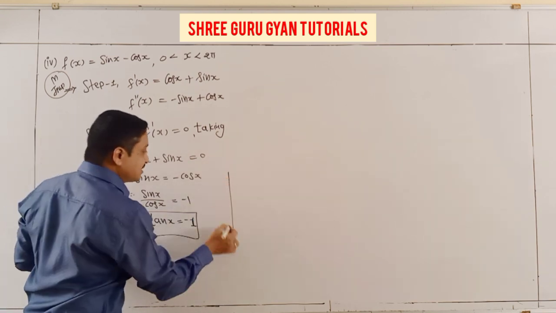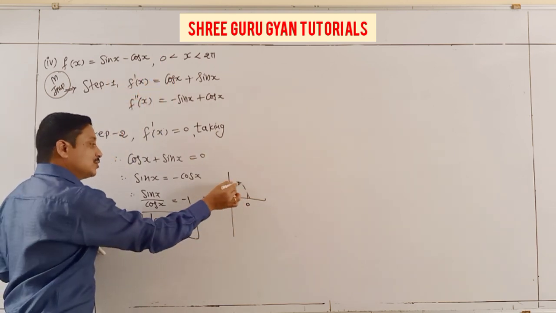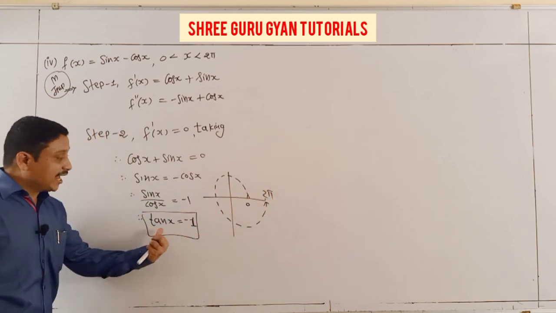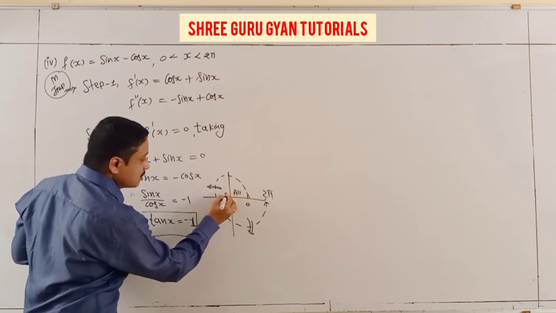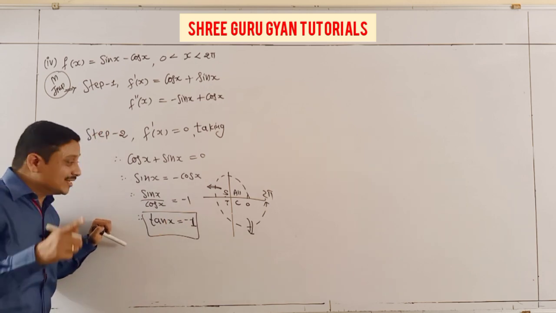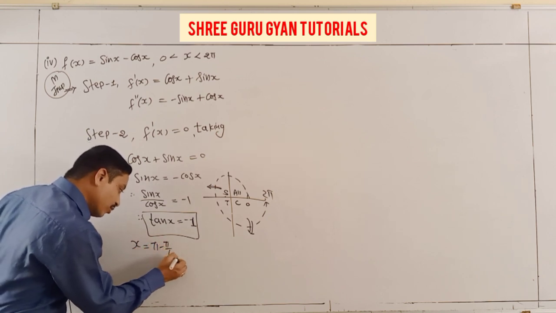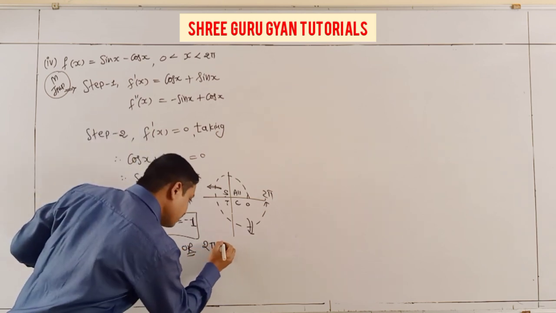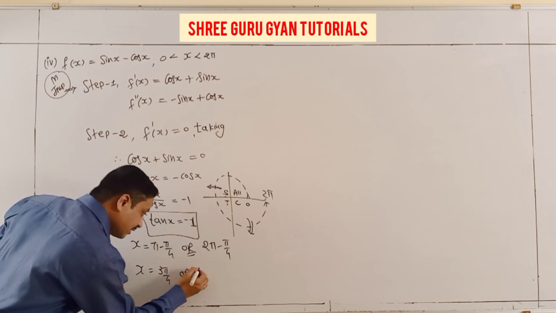Your interval is given 0 to 2 pi, so you have to completely move one circle. Tan is negative in the second quadrant and in the fourth quadrant, because of the ASTC rule. In the second quadrant, I derive pi minus pi by 4, otherwise in the fourth quadrant, 2 pi minus pi by 4. So my values are 3 pi by 4, otherwise 7 pi by 4.